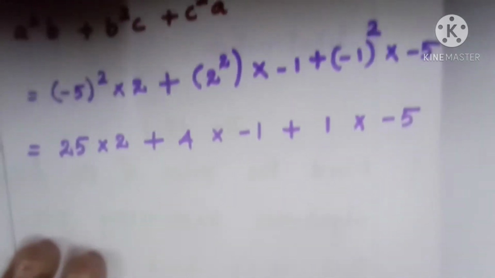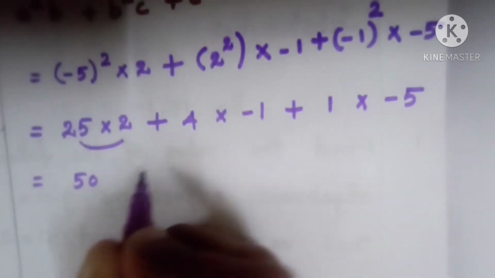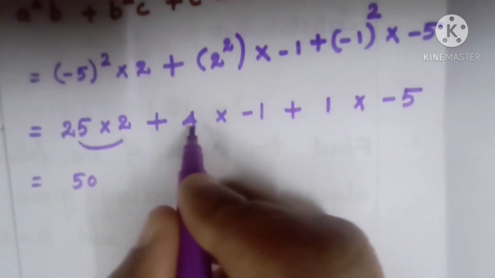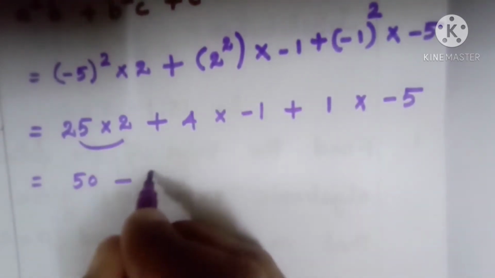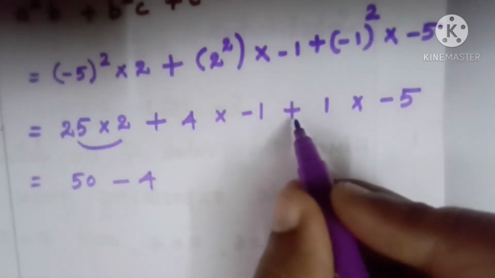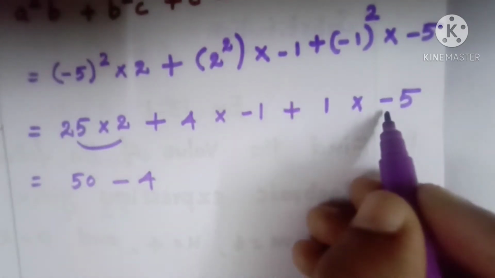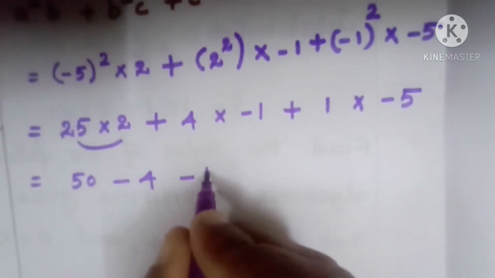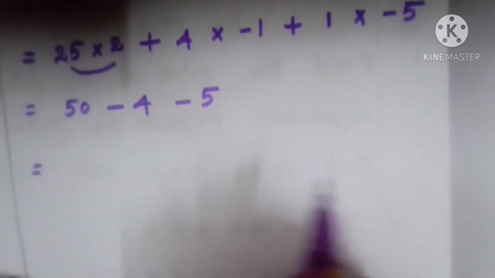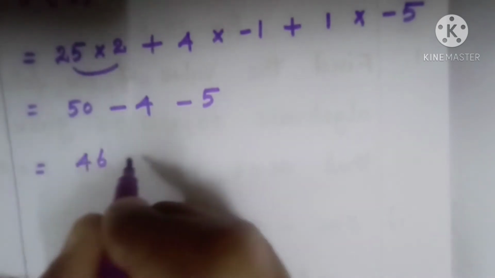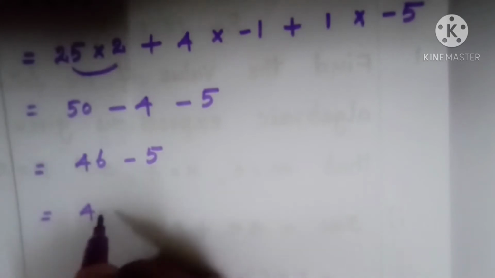Then 25 into 2s are 50 plus 1 4 is 4. Plus into minus we get minus 4. Then again 1 into 5 we get 5 and plus into minus we get minus 5. Then 50 minus 4 we get 46 minus 5. So what is your answer? 41.